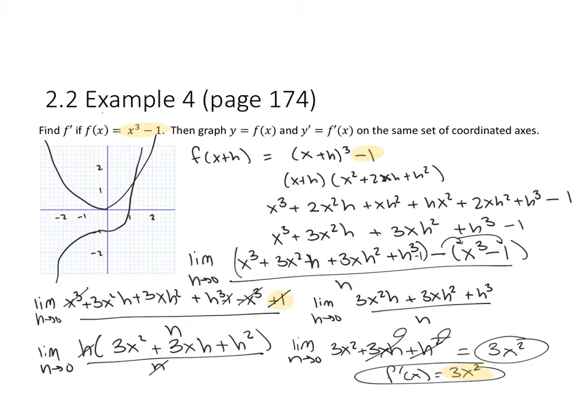What's important to note about this is that the graph of the function does not look like the graph of the derivative. They are not similar. They're related to each other, but they are not the same.